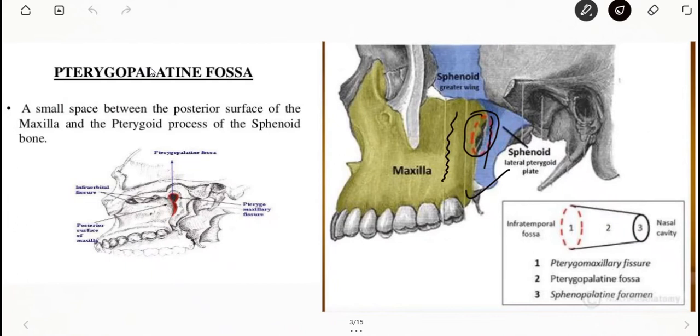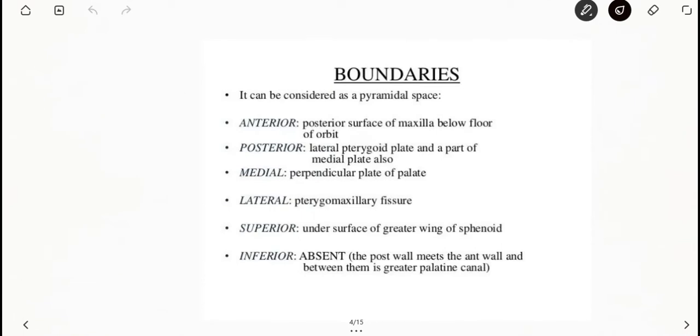Coming to the pterygopalatine fossa. It is a small space present between the posterior surface of the maxilla and the pterygoid process of the sphenoid bone. So this region is the pterygopalatine fossa. It can be considered as pyramidal in shape.